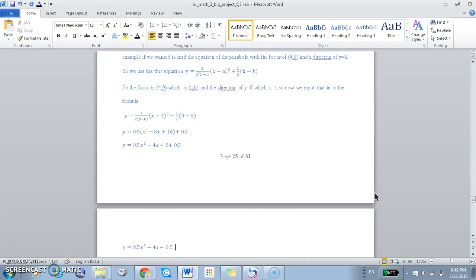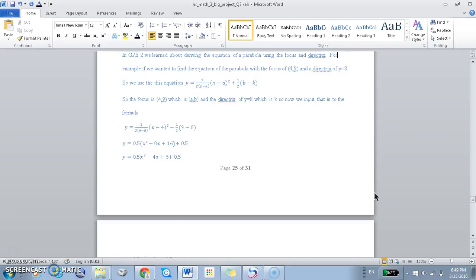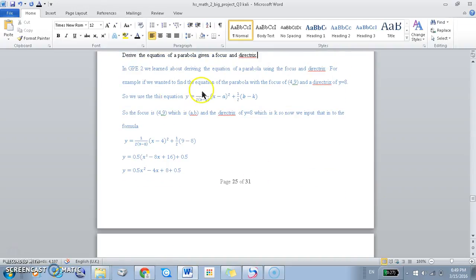The next standard is GPE2. In this standard, we learned about deriving an equation of a parabola using the focus and directrix. So basically, it's the same thing as the standard before, but this one is for a parabola. For the example that I chose, my focus is 4 and 9, and the directrix is y equals 8.